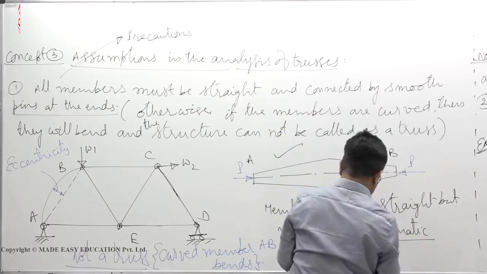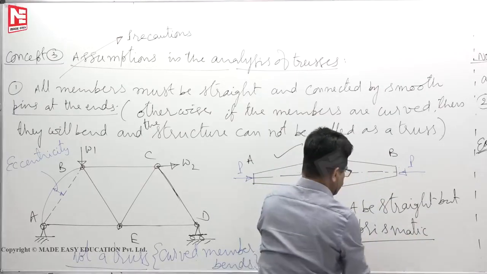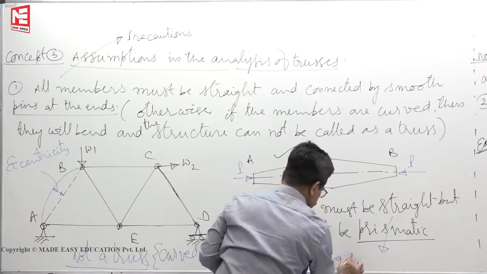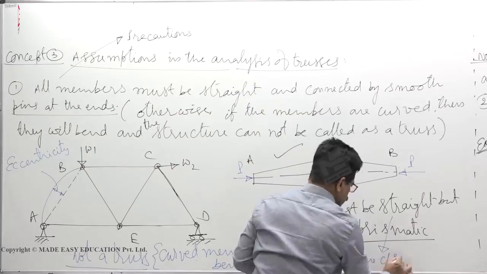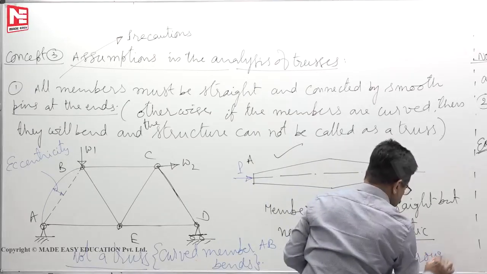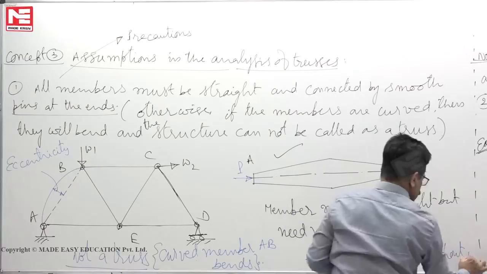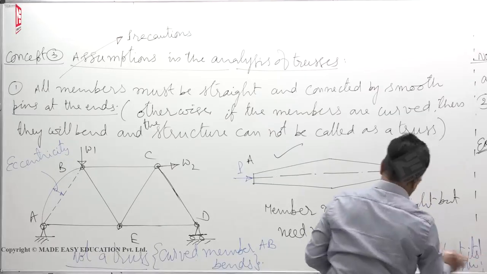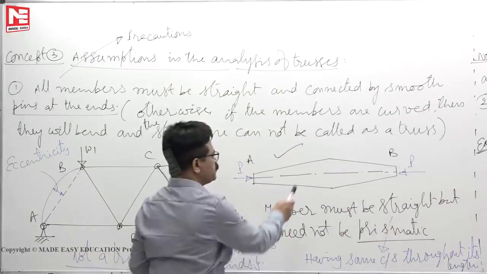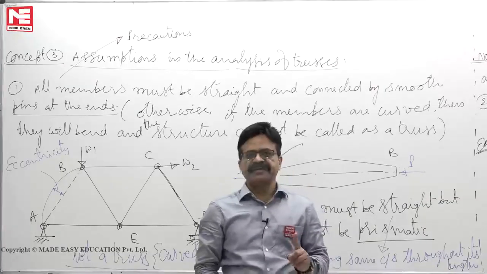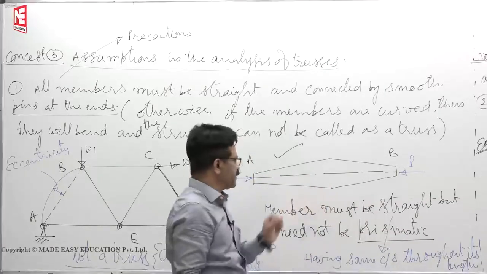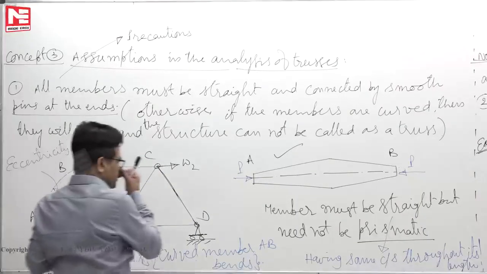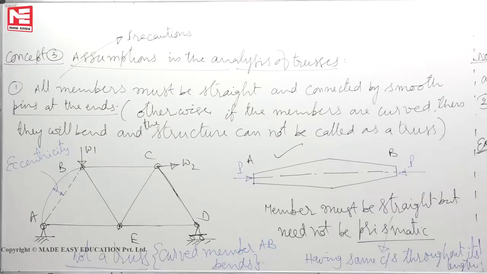What is the meaning of prismatic? Having same cross section throughout the length. Such members we call them as prismatic members. So, the members must be straight, but they need not be prismatic. That is the first thing. But they must be pin connected. They should not be curved members.